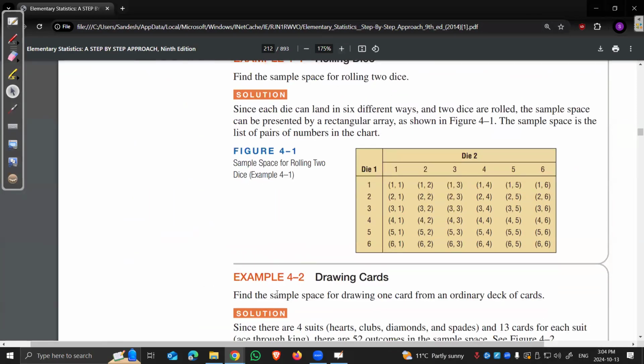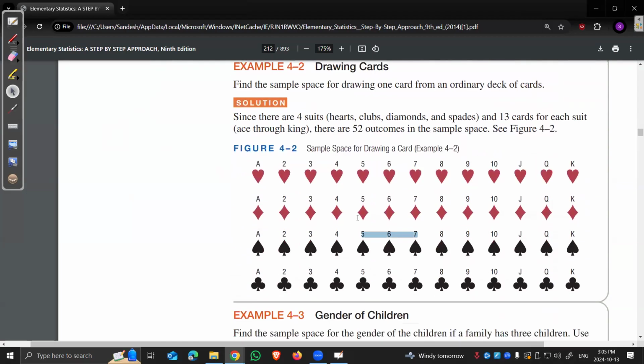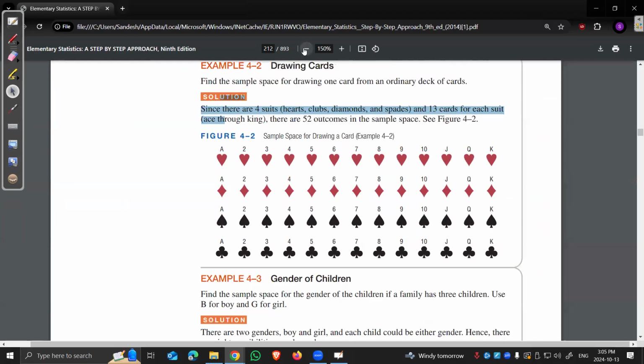What about this one? Find a sample space for drawing one card. So if you're drawing one card, right? There are 52 cards in a deck. What do you think the sample space is? What are the outcomes? So you can get one, two, three, four, five, all the way to ace, or ace to king of diamonds, of hearts, of spades, of clubs, right? There are 52 cards, 13 cards in each suit. So that would be the sample space. It's basically the collection of every single possible outcome.